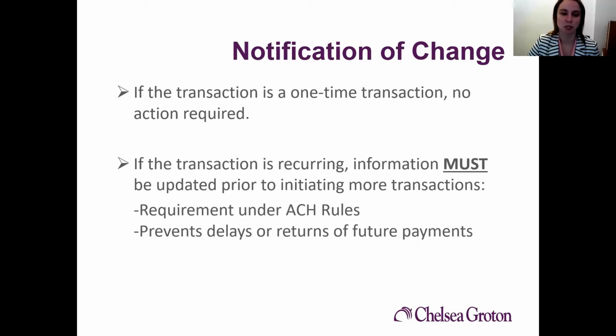Like I said, it's a requirement under the ACH rules. And just from a convenience perspective, it prevents delays or returns of future payments. So if you continue to originate payments with incorrect information, it might take the other institution a couple of days to post it to that employee. They may not continue to post it for that employee. So it just creates headaches if businesses don't update the information according to a notification.